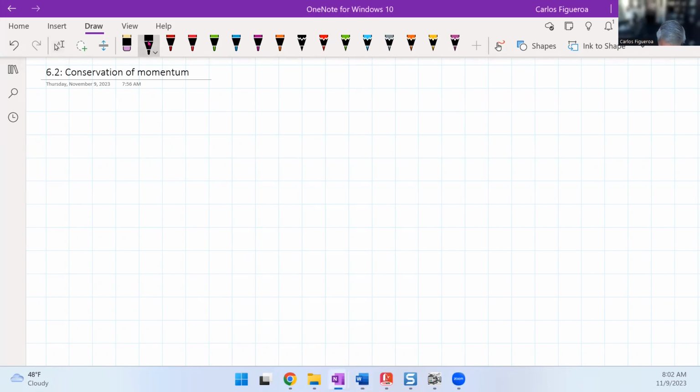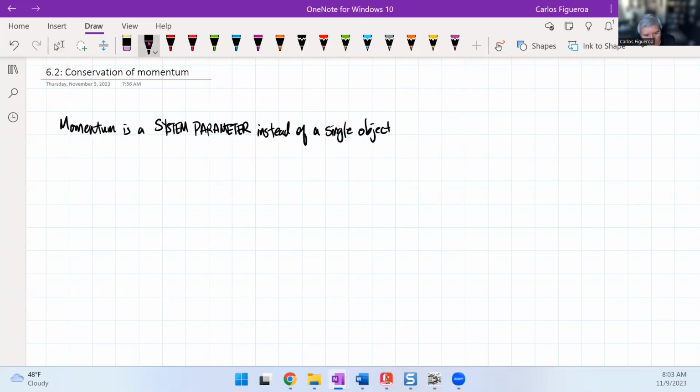So what I would say here is that momentum is a system parameter instead of a single object. So what do I mean by that?